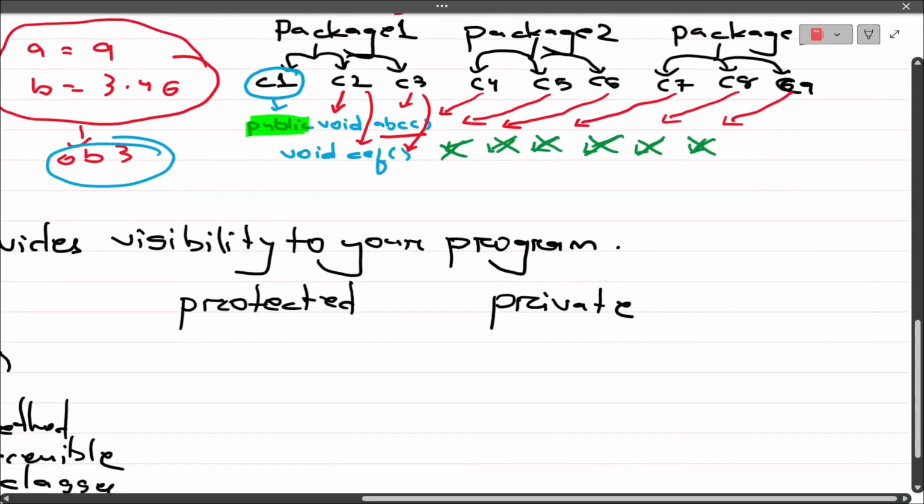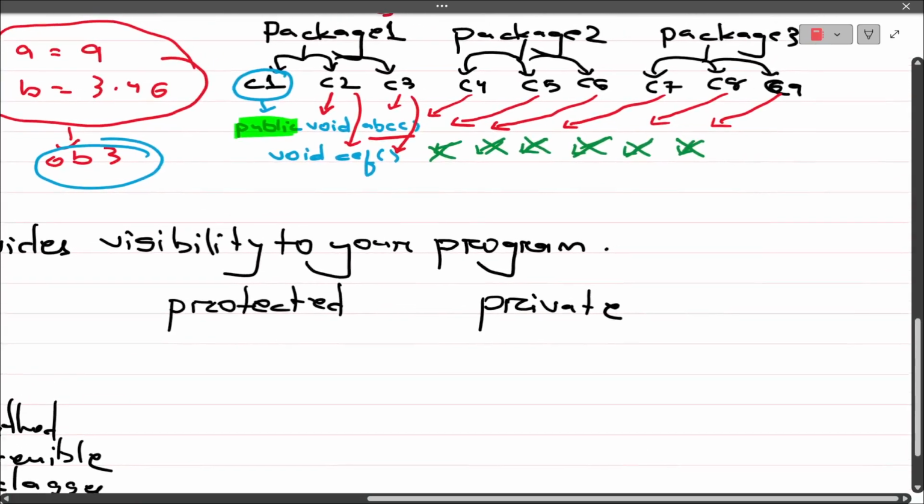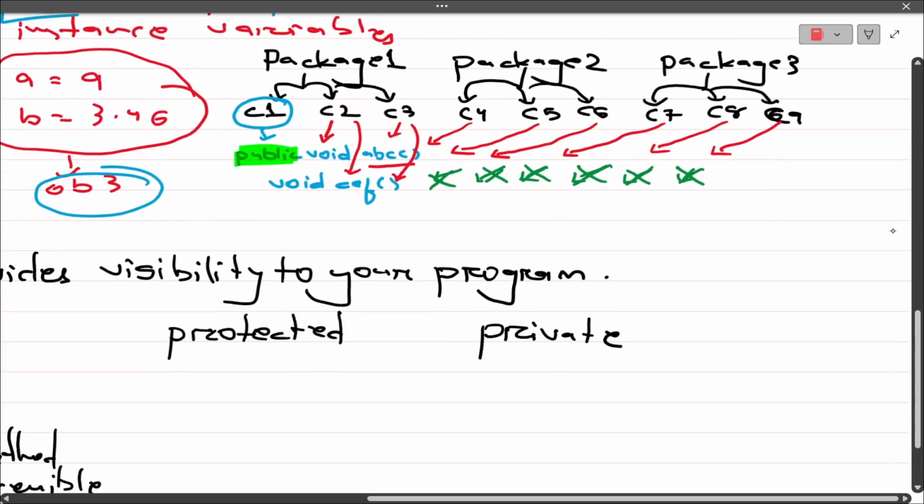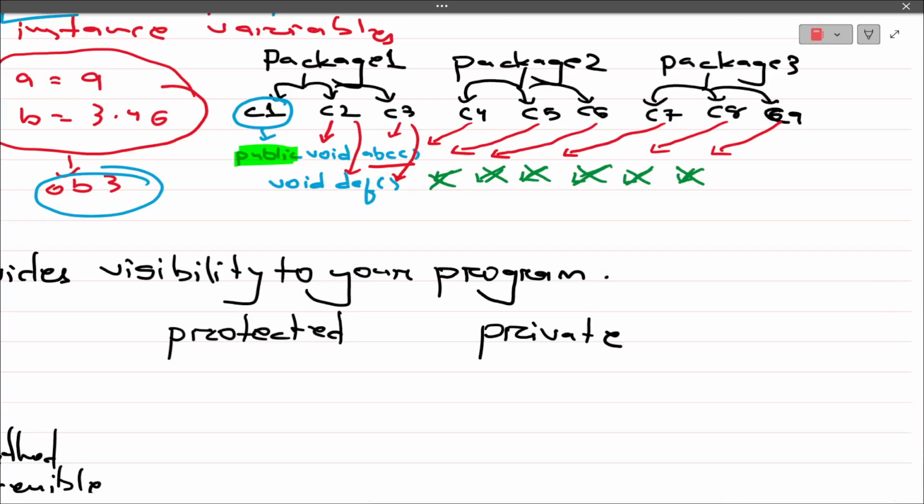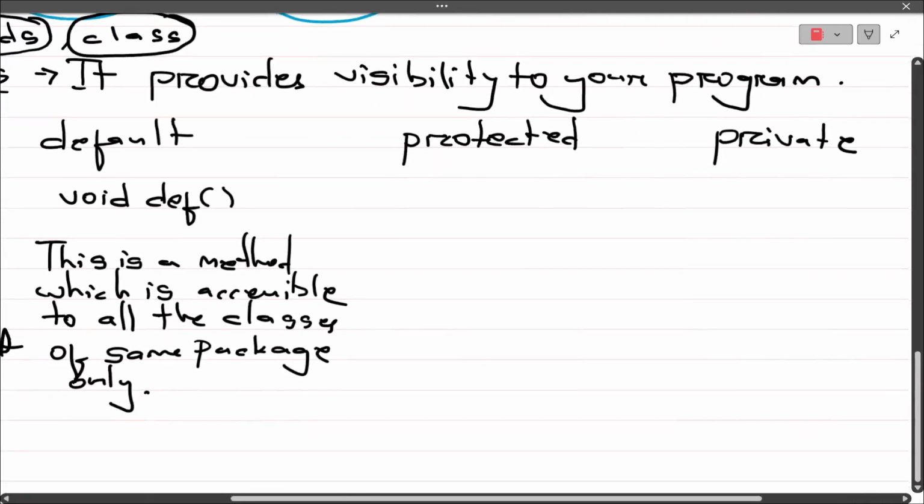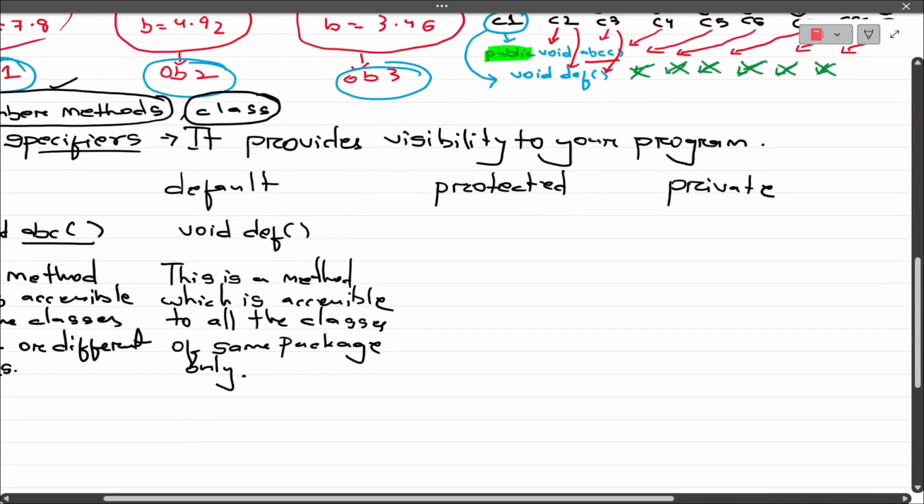Yes, that means this particular void def can only be accessed by all the classes of the same package. Suppose this def that I have highlighted here belongs to the class C1. That means C2 and C3 can only access this method def of the class C1. But do not worry, you will never get this many complex questions in the form of programs. I have said this earlier, this is just a theoretical chapter. You need to have qualitative knowledge of this. Okay, so this is the whole story of my default access specifier.